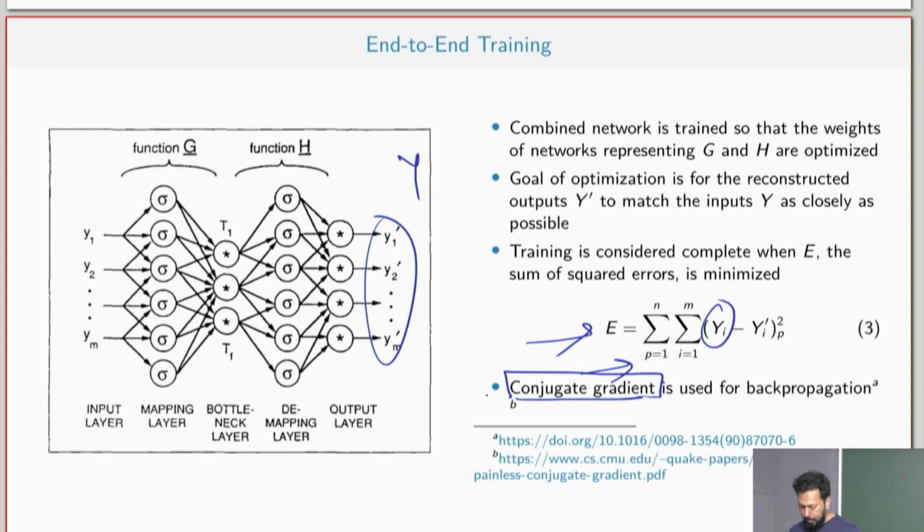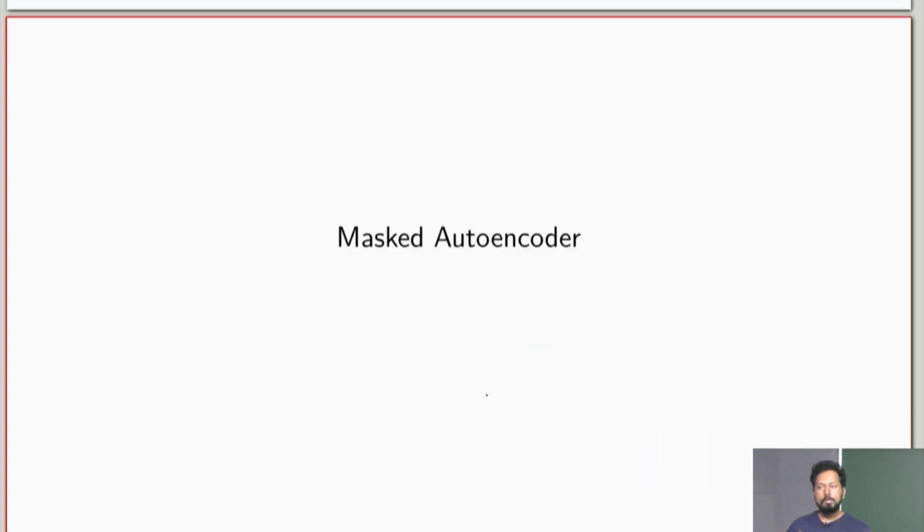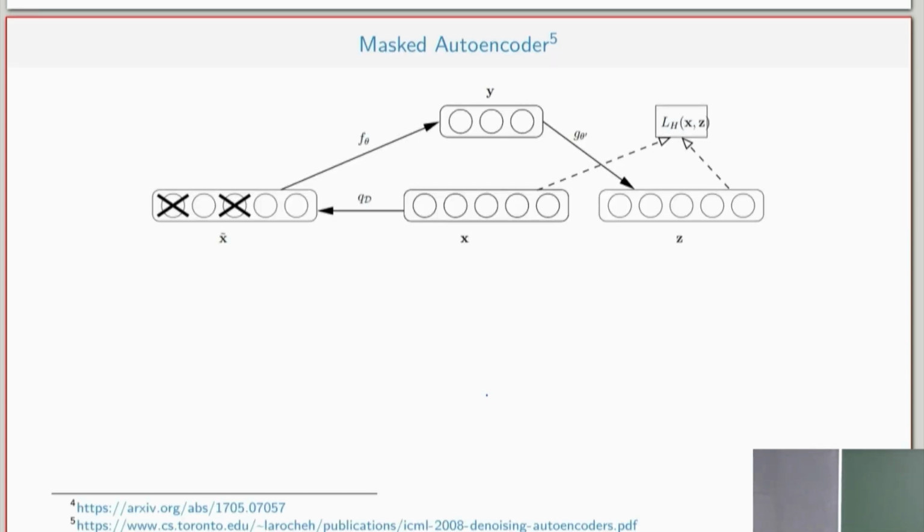Okay, so this is the encoder decoder. This is a nonlinear PCA. So we know nonlinear PCA is basically the encoder decoder. Now we can look into the masked autoencoder. This is just a slight variation of the encoder decoder.